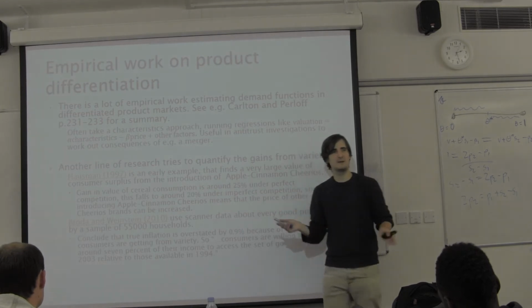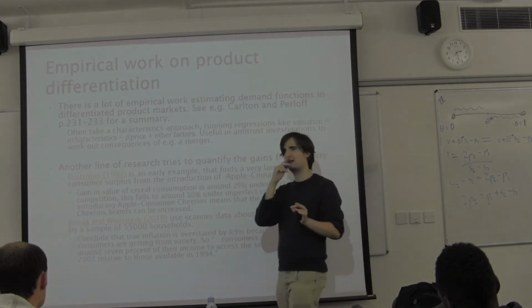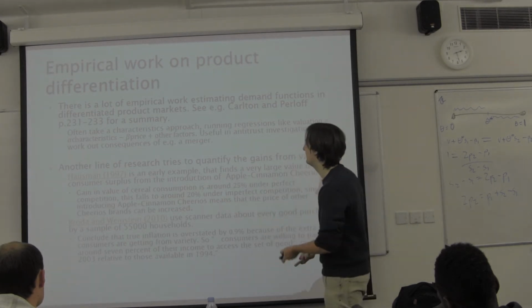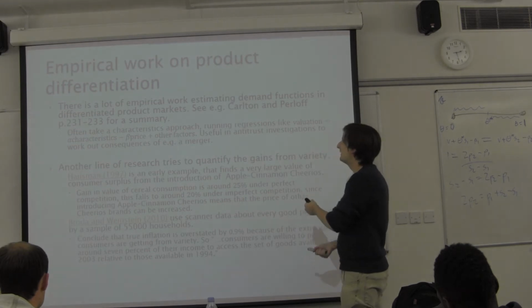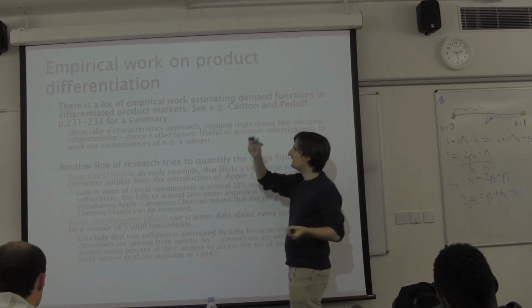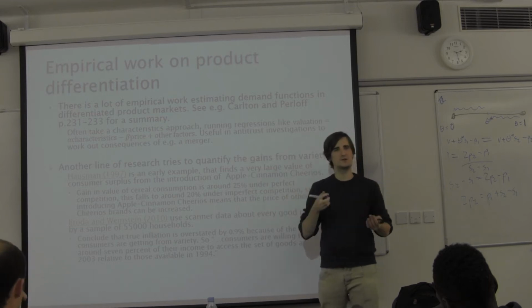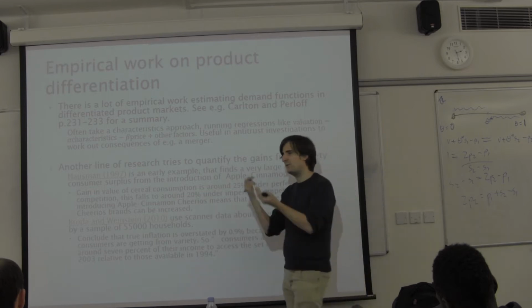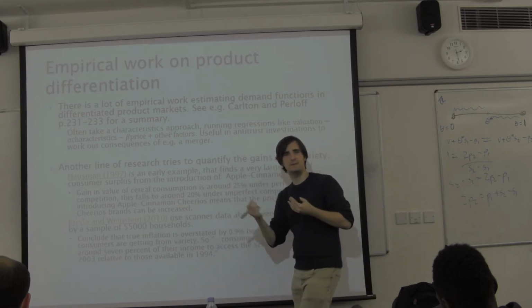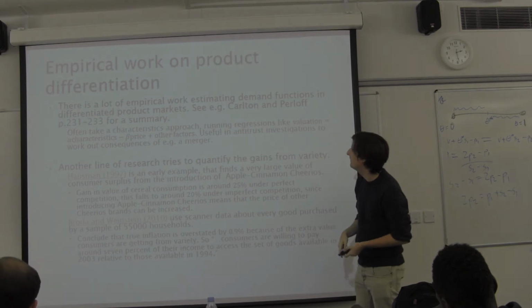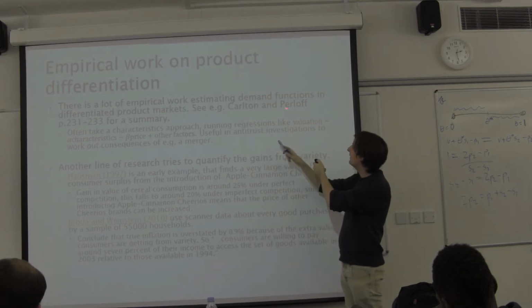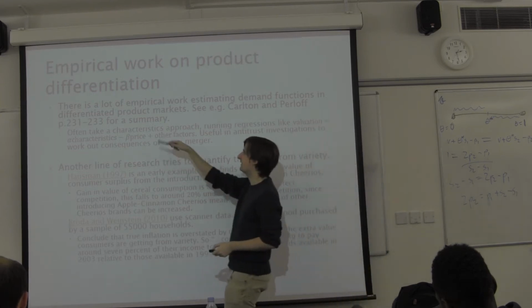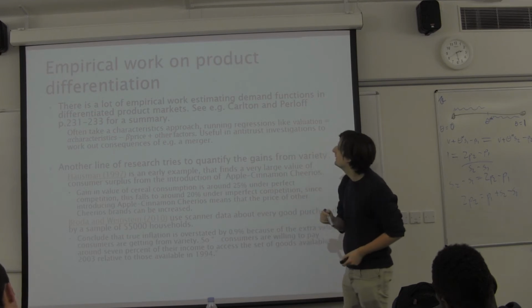So that's all I'm going to say on the theory of product differentiation, and we'll just have a little bit of empirics just to remind you that there is a reality to all of this maths. There's been a lot of empirical work through the years estimating demand functions in differentiated product markets, seeing how differentiation in reality is enabling firms to get some market power. And this is a textbook, Carlton and Perloff. The library has copies if you're really interested. There's a nice summary of some of the empirical work on this.